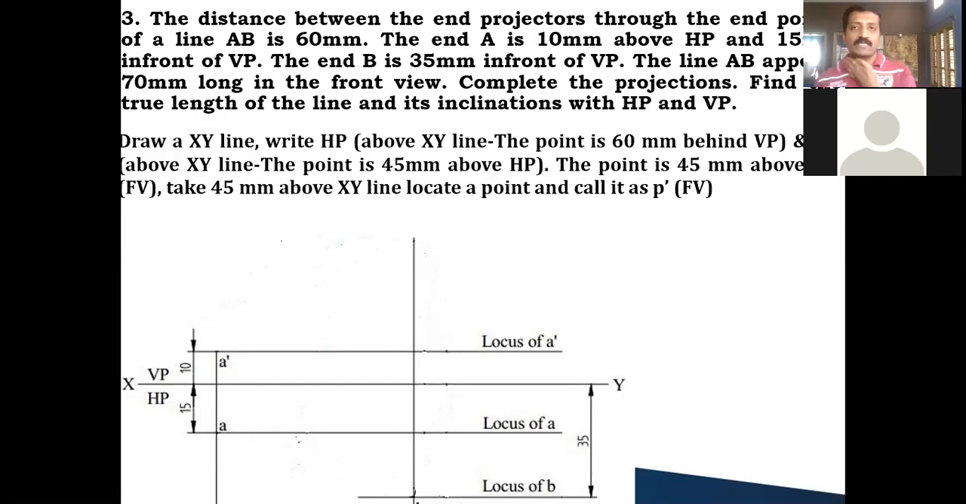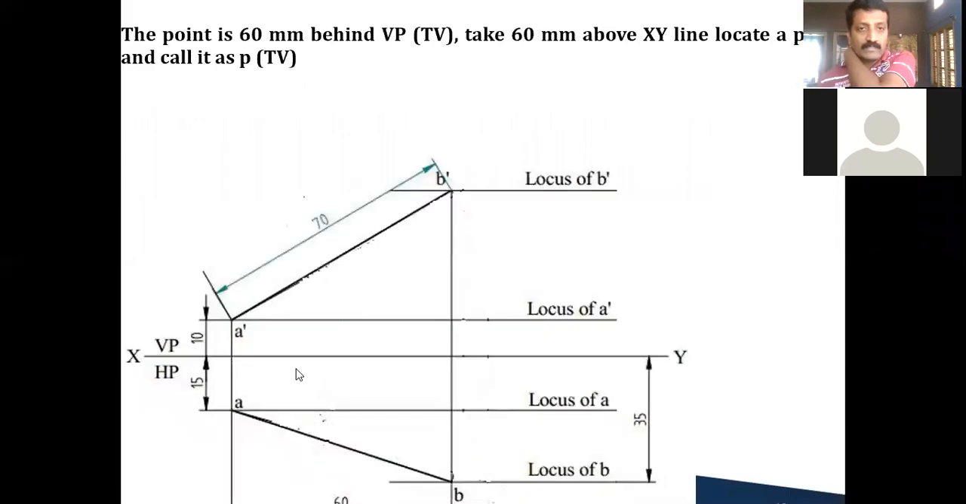And one more information he gives after this. So I have joined AB, this is your top view. One more information he says is that the front view is 70 millimeter. So from A dash as the center, you take the front view length 70 millimeter and cut the vertical line, that is the 60 millimeter line which you have taken. You cut this at 70 millimeter and call this the B dash point.